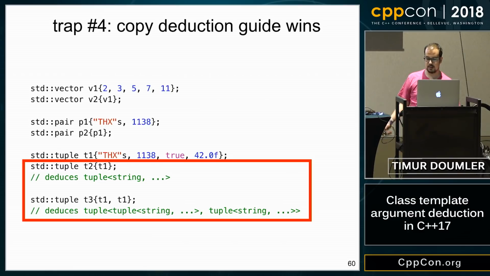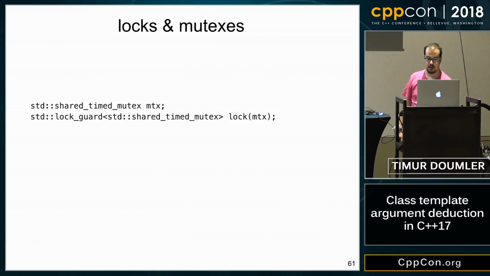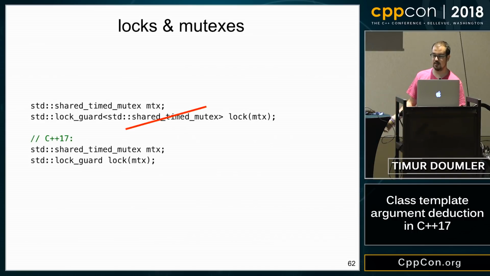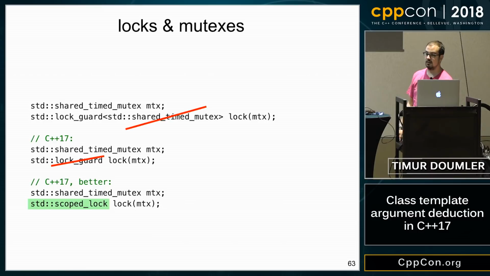Some more classes where CTAD is really, really cool and useful. For example, one class where frequently it's really annoying to write out the template argument are lock guards. Right, so you have to write that all the time. In C++17, you don't have to do that anymore. You can just omit the template argument. It's going to deduce it from the mutex that you give it. Actually, in C++17, you don't even write lock guard anymore. You write scoped lock, because that's the same as lock guard, but better because it's variadic. It can lock several mutexes at once. So lock guard is not recommended anymore. You should use scoped lock instead. I expect that we're going to deprecate lock guard eventually.